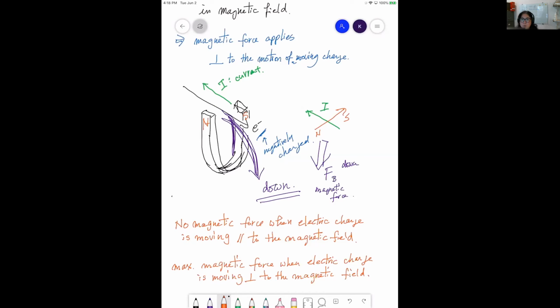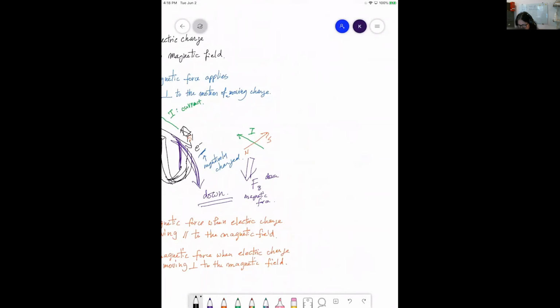And the direction of the force is going to be perpendicular. Whenever you have a motion of electrons or a charge and then a magnetic field, it makes a plane. If you have two lines anywhere in space, that's going to be a plane. And the magnetic force is always applied perpendicular to that plane. So let's review it.